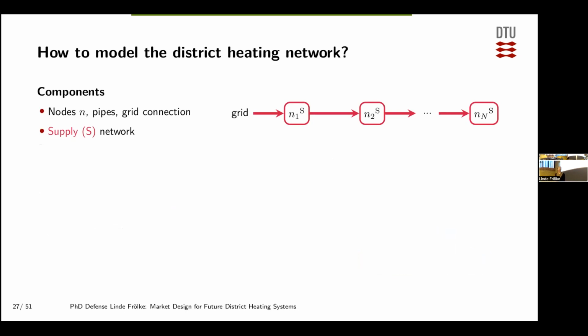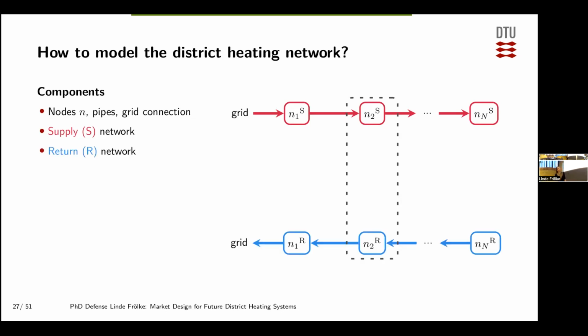The first question we had to answer in this work was how to model the district heating network. Here we can see a supply network where you can see different nodes and they are connected by pipelines. And we're also assuming that a greater grid is connected to this more local network. There's also a return network that is symmetric with the supply network, but has opposite flows in the pipelines. And a single node consists of a supply side and a return side that you can see here.